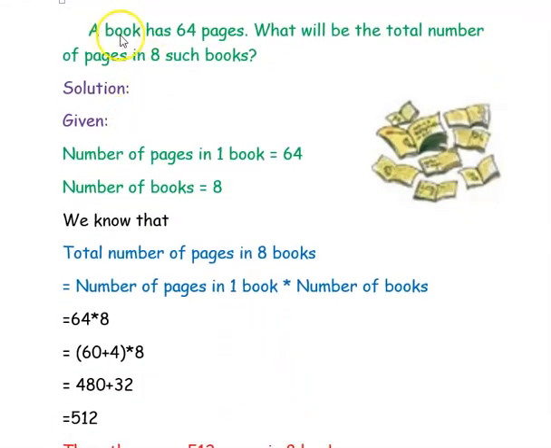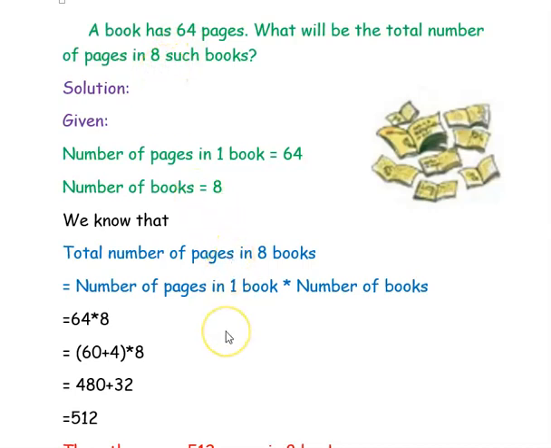Now let's see the next example. A book has 64 pages. What will be the total number of pages in 8 such books? So we'll guess it first, right? So a book has 64 pages and we have to find it for 8 such books. So what we will do? We have to multiply 64 into 8.